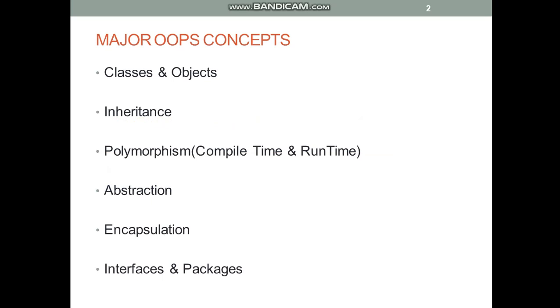OOPS, as the name suggests, stands for Object Oriented Programming Systems. So what comprises OOPS? They are namely classes and objects, inheritance, polymorphism. Again, in that we have compile time polymorphism and runtime polymorphism, abstraction, encapsulation, interfaces and packages. So these are the key points that we will cover in this session today. We'll cover them one by one, stepwise.